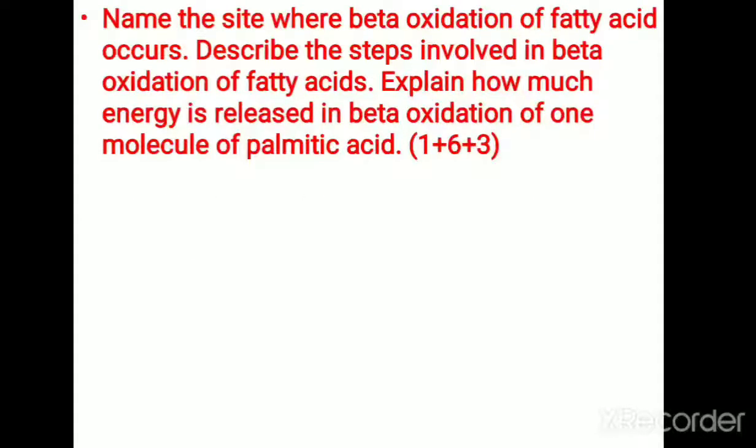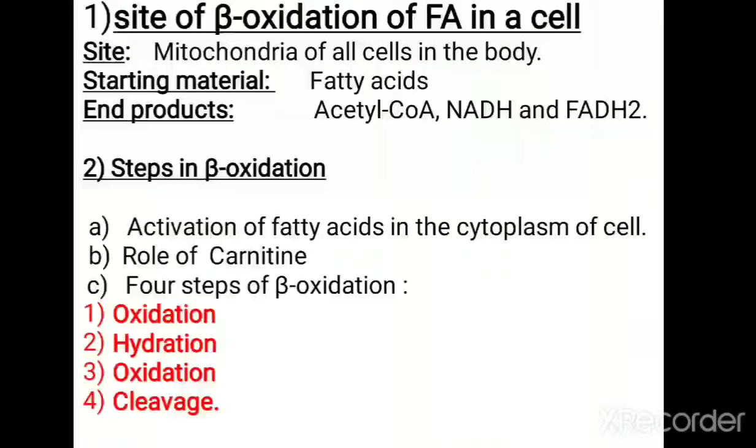And the next one is an essay question. Name the site where beta oxidation of fatty acid occurs, describe the steps, and explain how much energy is released during the beta oxidation of one molecule of palmitic acid. So here you should write the site of beta oxidation, that is the mitochondria of the cell. And the starting material is fatty acid, and the end products are acetyl-CoA, and it also produces NADH and FADH2.